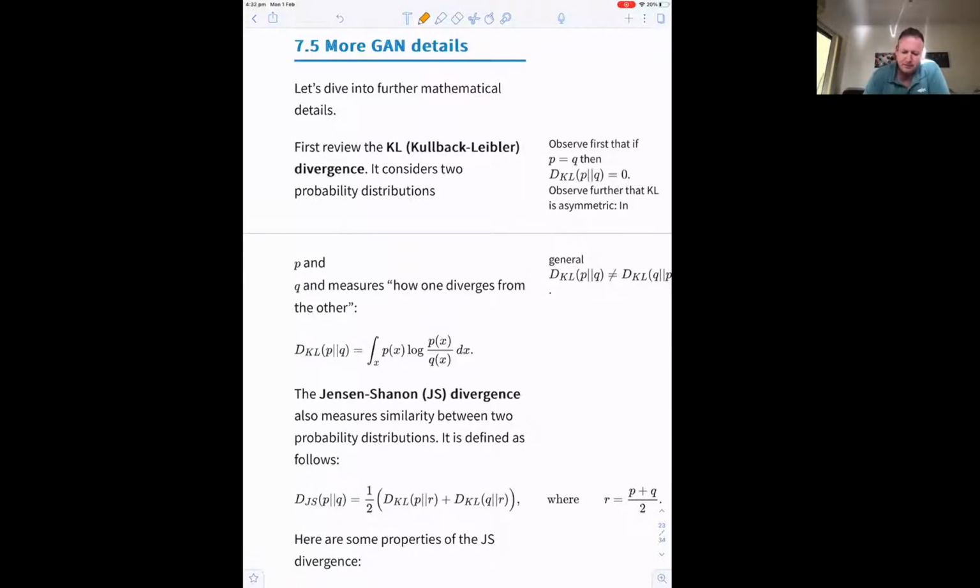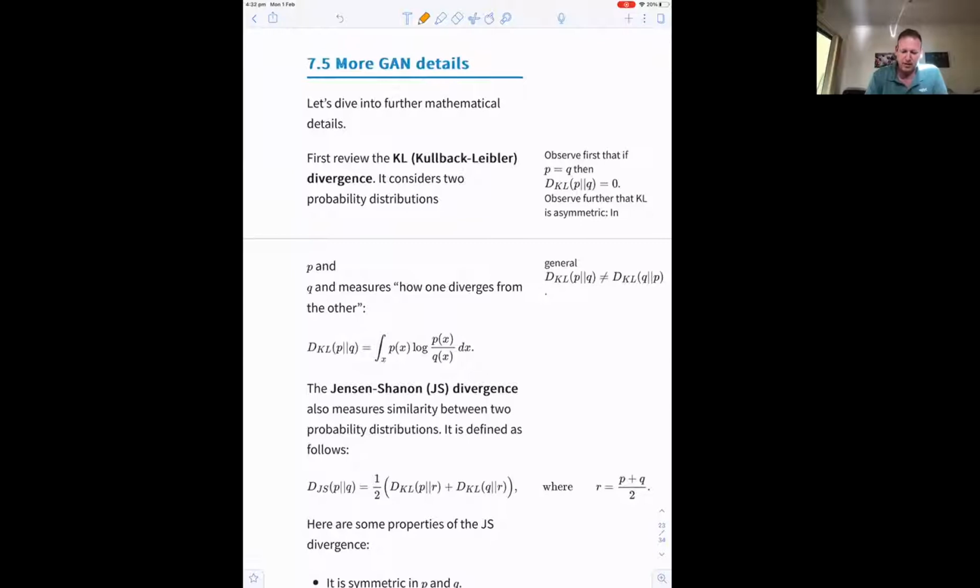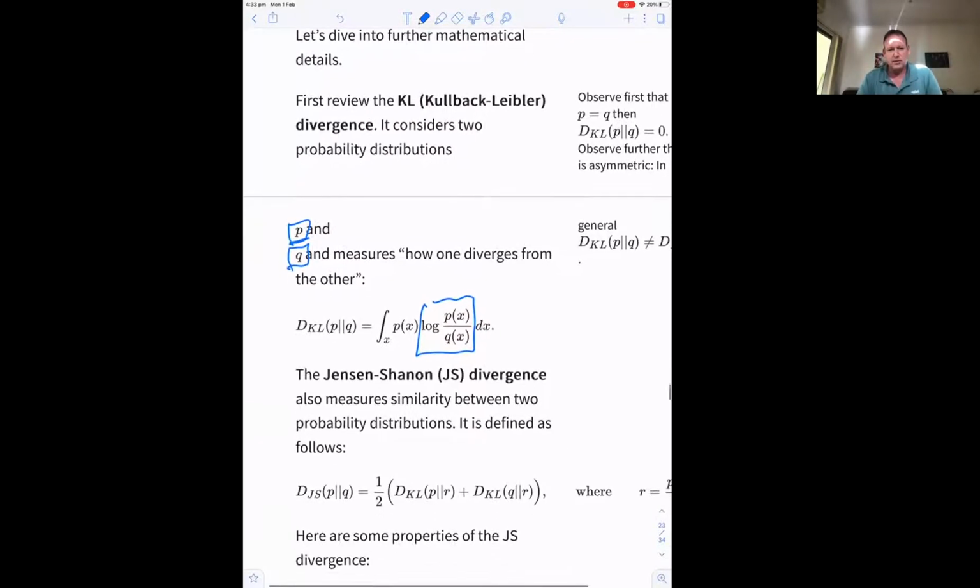A few more GAN details. Let's dive into a few more mathematical details, and for this, we need to review a few things. The Kullback-Leibler divergence is a measure of distance, although it's not a metric because it's not symmetric, between two probability distributions. We've got the probability distribution P and the probability distribution Q. Think of them as densities. The Kullback-Leibler divergence is the expected value of this log likelihood ratio with respect to the probability distribution of the numerator.